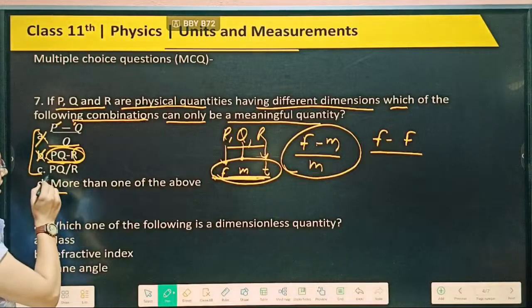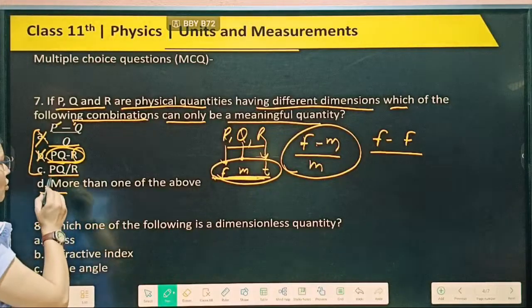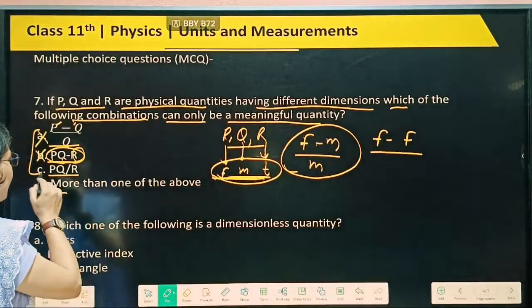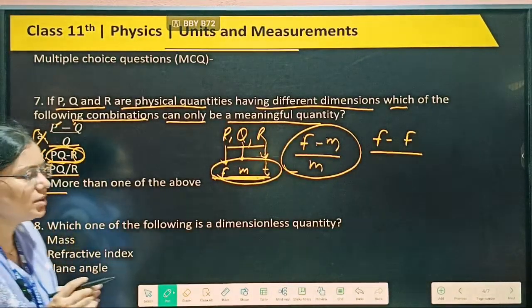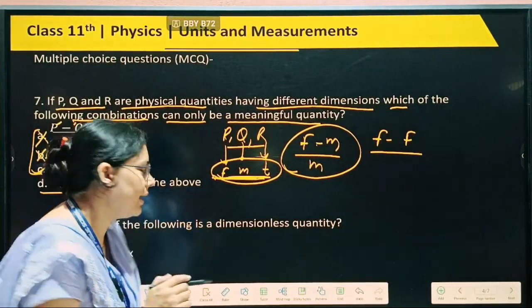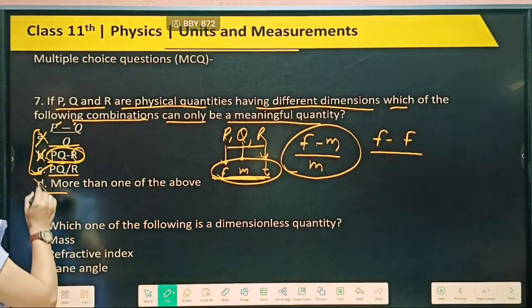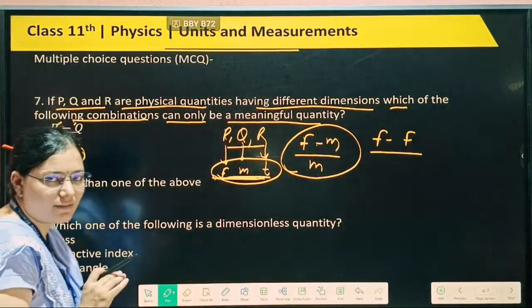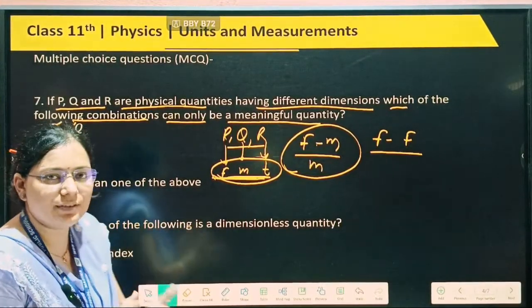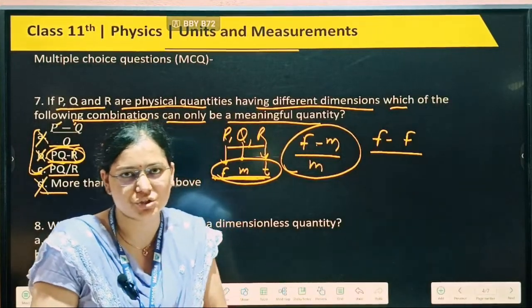meaningless. Now see our right option, next option PQ by R. Yes, beta, in this option there is no addition and no subtraction. That's why this one is our right option. We can multiply and we can divide different dimensions. So here this C option will be the right option, and 'more than one of the above' is also wrong. That is, only one option is right. Understood? So remember this thing, beta, we can't add and we can't subtract different dimensions. We can add and subtract only the same dimension.